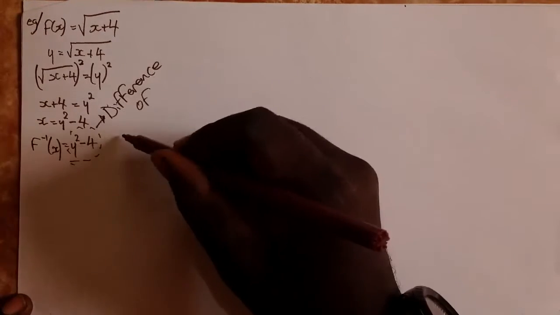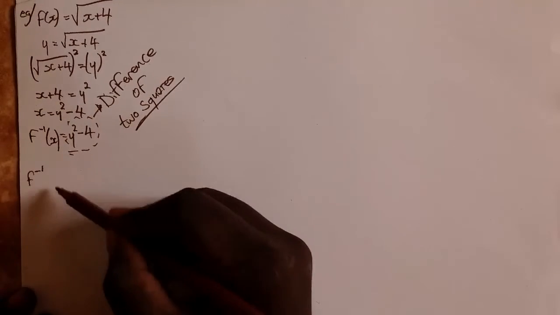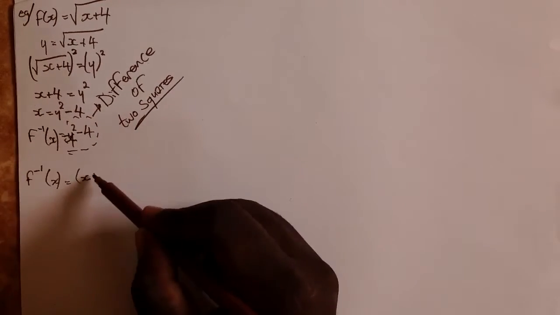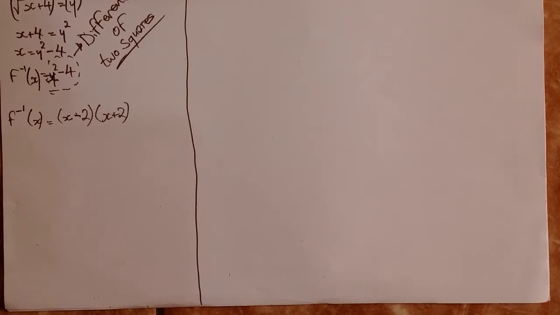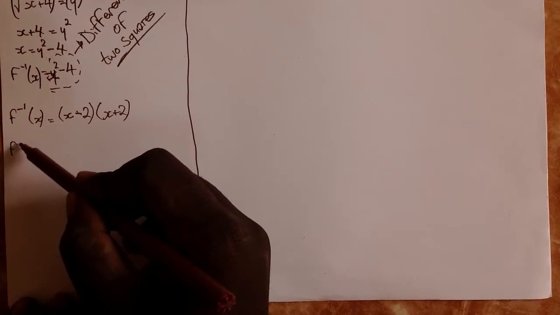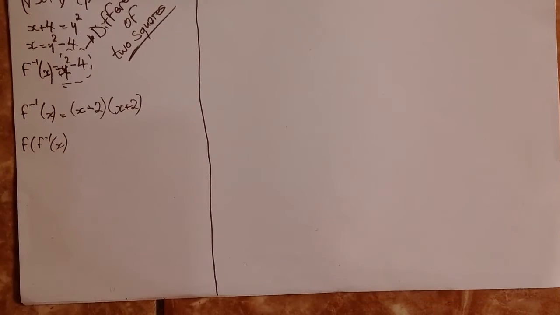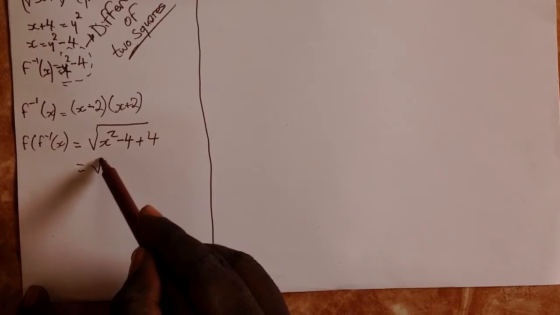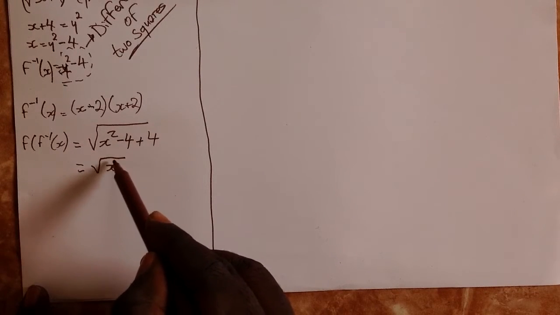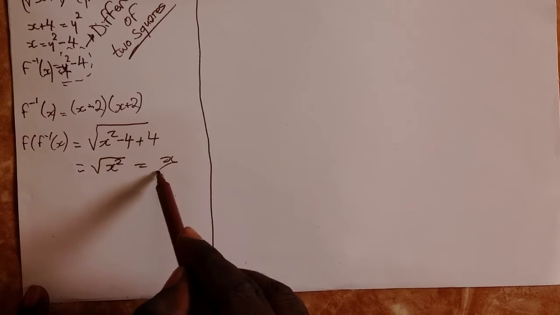But from difference of two squares, we know that we can further reduce this. So this gives us the inverse function is equal to (x minus 2)(x plus 2). And proving it, we can say f of the inverse of x is equal to the square root of x squared minus 4 plus 4. Here we've just replaced our x with x squared minus 4. So we can see that minus 4 plus 4 cancels out and we remain with the square root of x squared, which we've learnt is just equal to x.